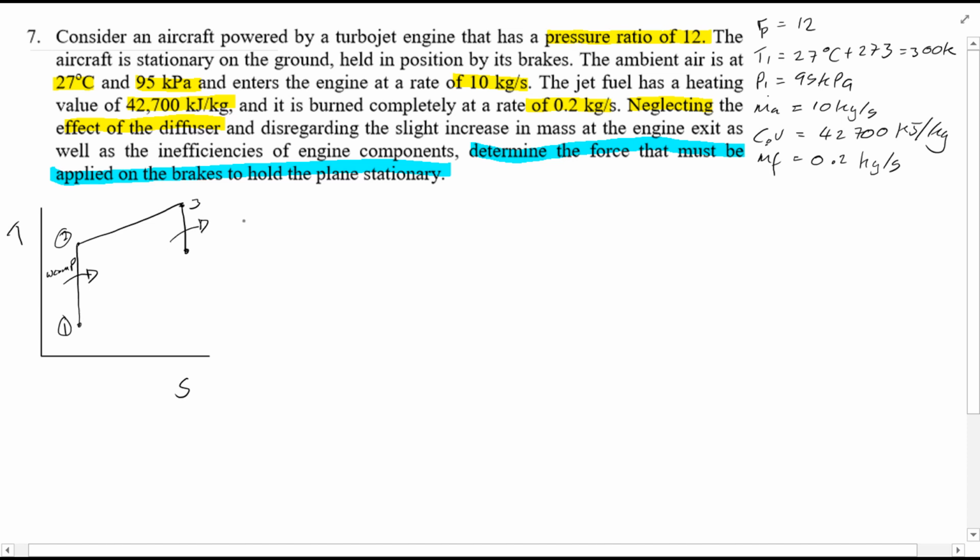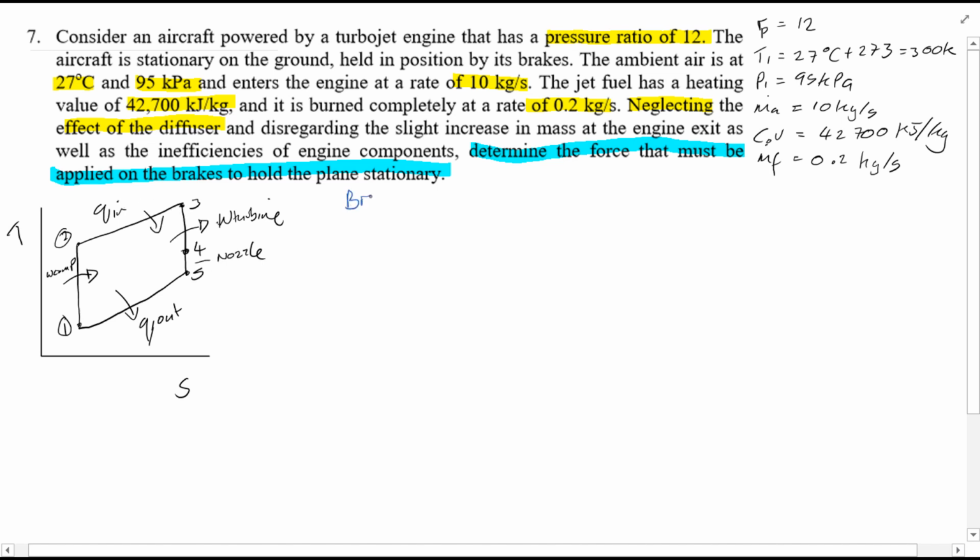Since we're assuming no inefficiencies, this process is isentropic. And of course, then this is point 4 and point 5. Point 4 to 5 is the nozzle. And of course 5 drops down to 1. This is Q out. And this is Q in from point 2 to 3.